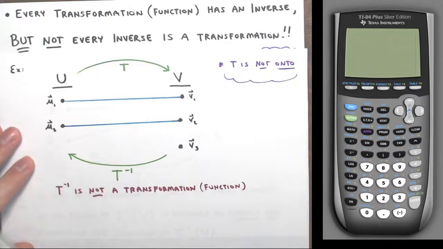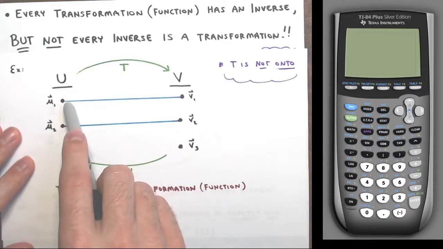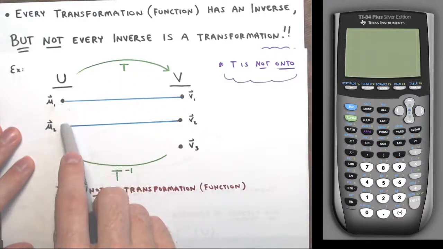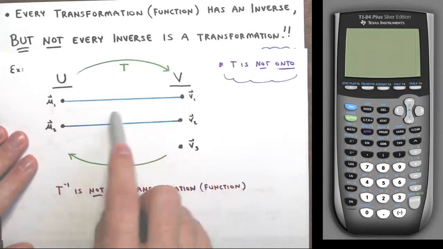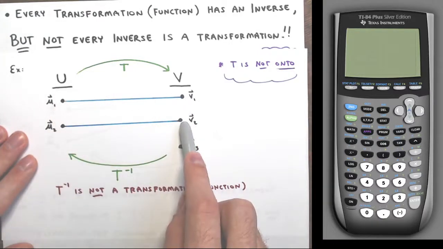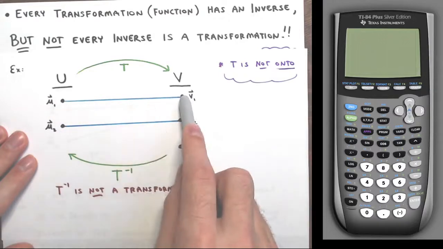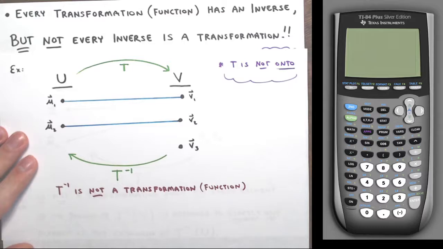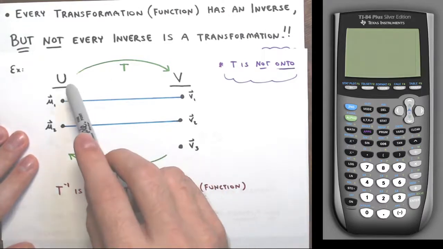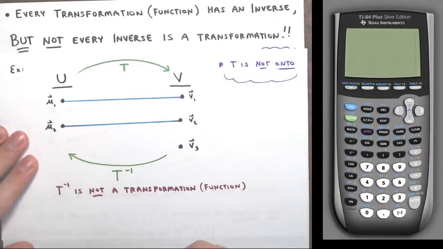Now look at T. T is a transformation. Every element of the domain of T, which is U, is mapped to exactly one element of V. U1 maps to V1, and that's it. U2 maps to V2, and that's it. Now this particular T is one-to-one.